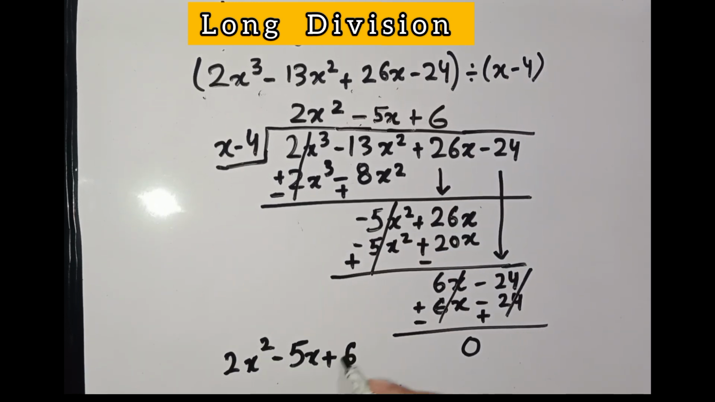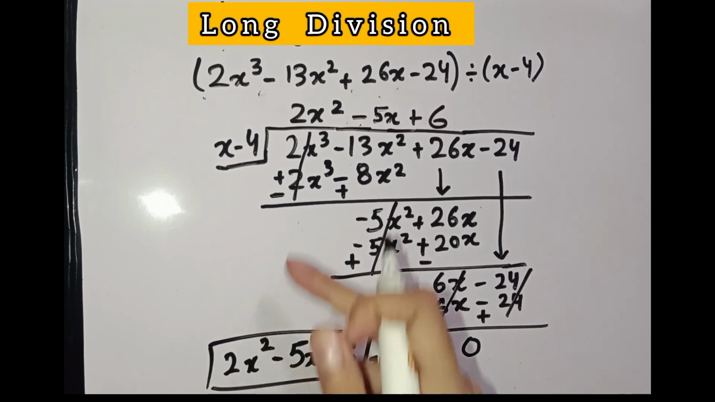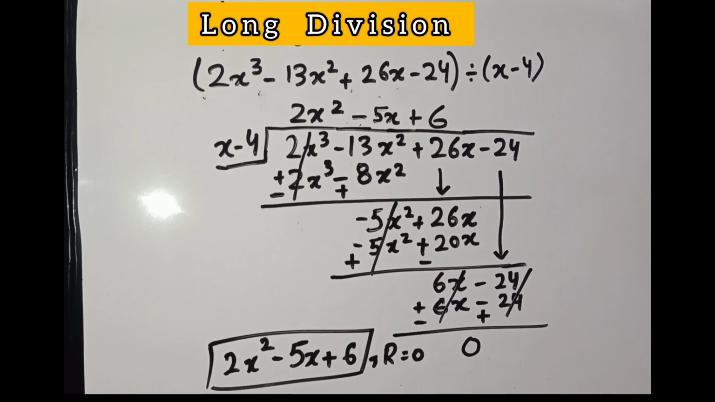So our answer is 2x squared minus 5x plus 6. That is the exact same answer that we got with synthetic division. So I hope you understood.